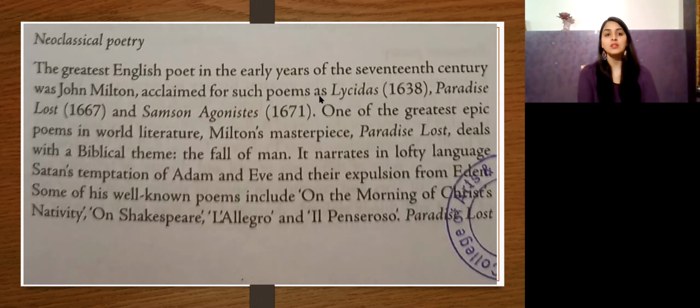His poem included the story that is written in the Bible, that is, how Satan, the evil, came to Adam and Eve, and how he distracted them from their path. They were removed from heaven and sent to the earth as a result of their mistake, because they fell for the words of Satan. So neoclassical is actually a classical type of story, you can say, religious stories.